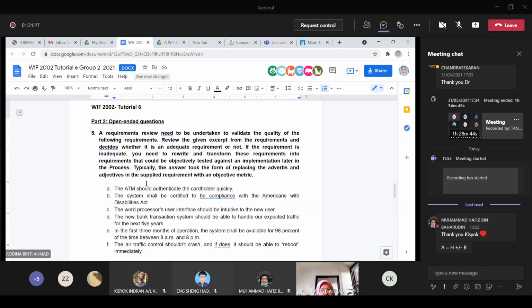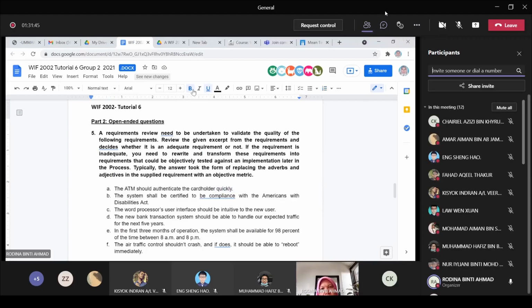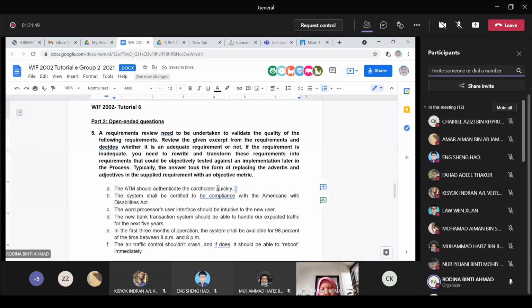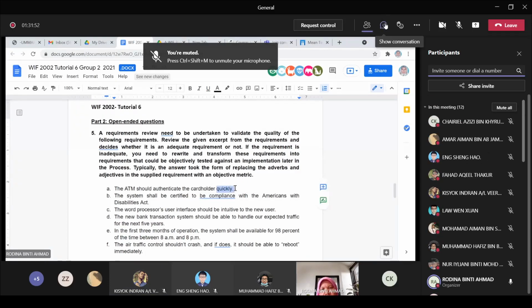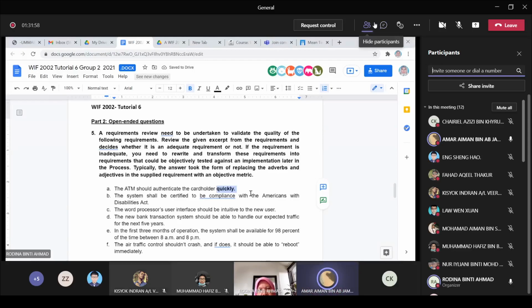Okay, let's see number A. The ATM should authenticate the card holder quickly. Do you think this is adequate or not? The word quickly here. Anyone? I think it is inadequate because we cannot measure quickly.